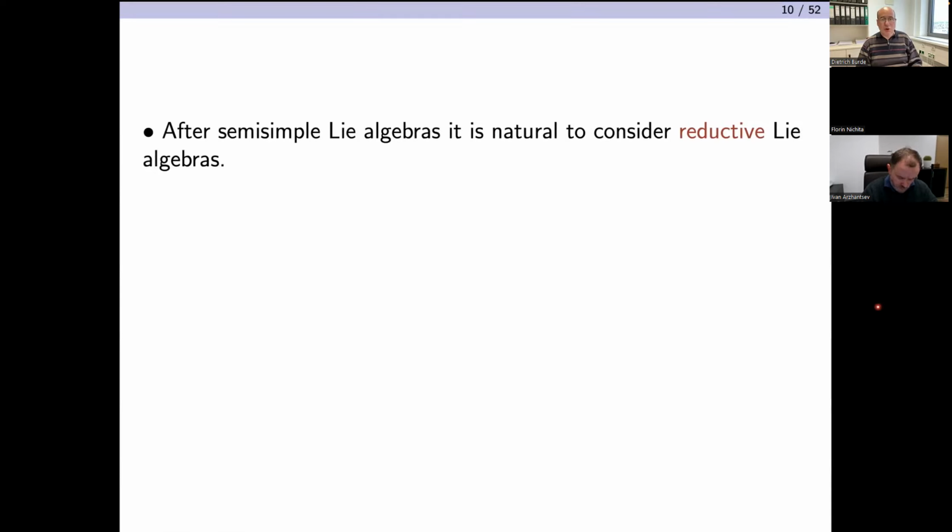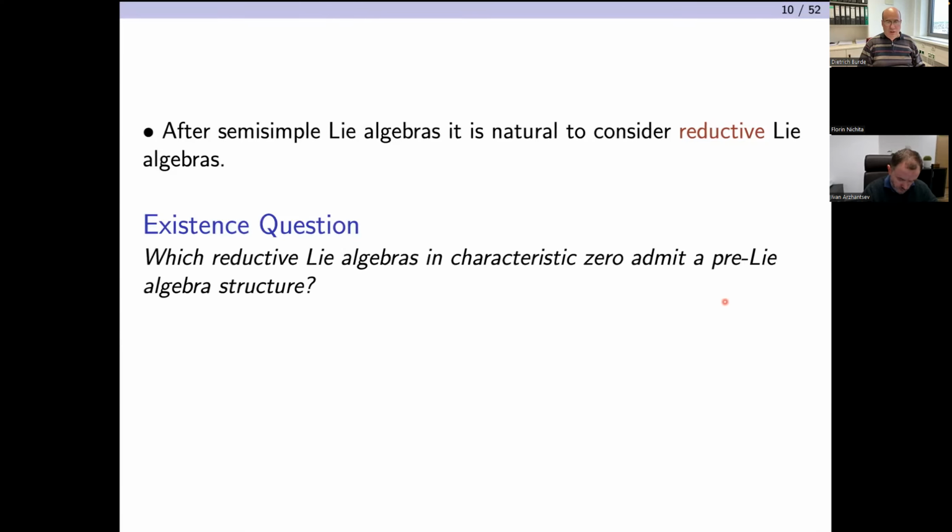But it is sort of an introduction to why in the title we have reductive, because somehow semi-simple is a bit disappointing for this existence question. There are just no pre-Lie algebra structures. So the next case you would probably like to consider is reductive. And that turns out to be our question for today. So again, which reductive Lie algebras in characteristic 0 admit a pre-Lie algebra structure?